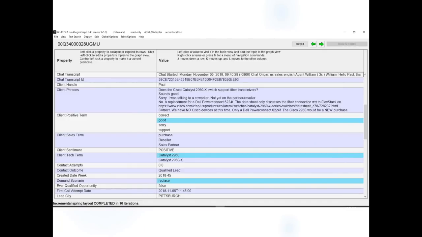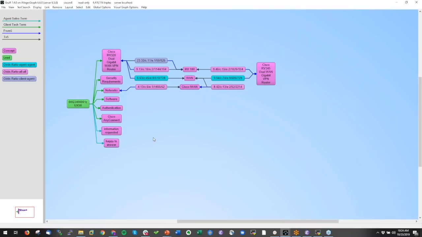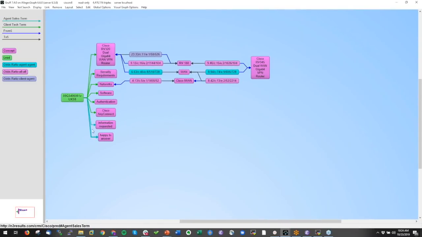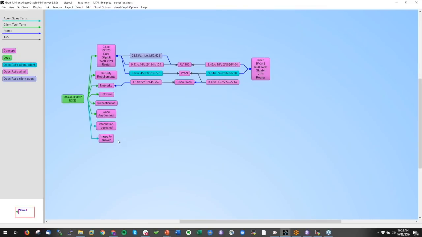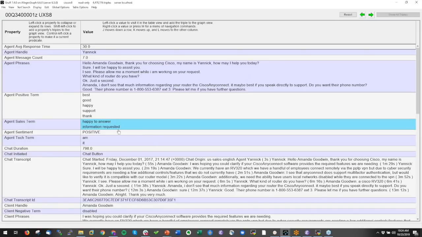If you want to see how that works in practice, I could go to one of the demos that I have open here. So here is a part of the knowledge graph that we have around, in this case, a Cisco campaign. And here would be a typical chat transcript. So here is what happened between an agent and a customer.